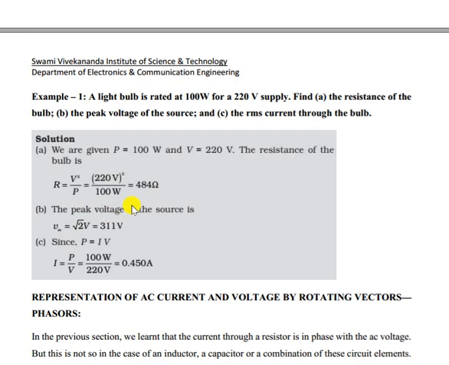Now Vm is what? This V value is the RMS value. So V maximum is root 2 into V, 311 volt. Since P equal to IV, we can find I as P by V, so we get the current. So this is how we can calculate. Here this V is the RMS value, so to find V max, we have to multiply by root 2. This point you have to remember.